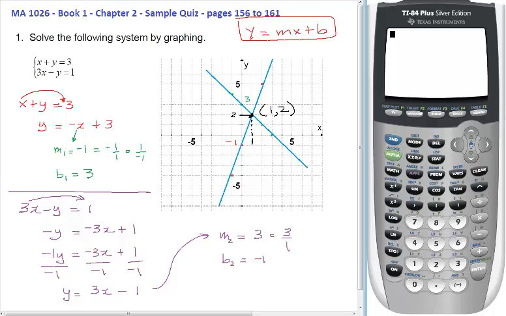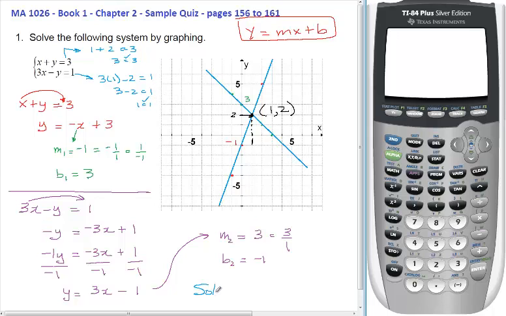Now, you can check that by substituting it into both equations. If I take the first equation and substitute in, 1 plus 2 should equal 3. So it works in the top one. If I substitute it in the bottom equation, I get 3 times 1, subtract 2 should equal 1. I get 3 minus 2 equals 1. 1 indeed equals 1. Therefore, I know my solution is correct.